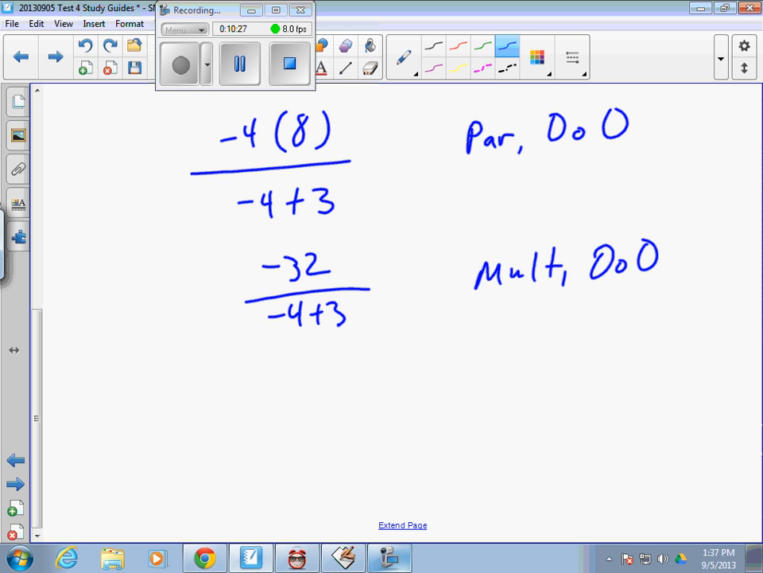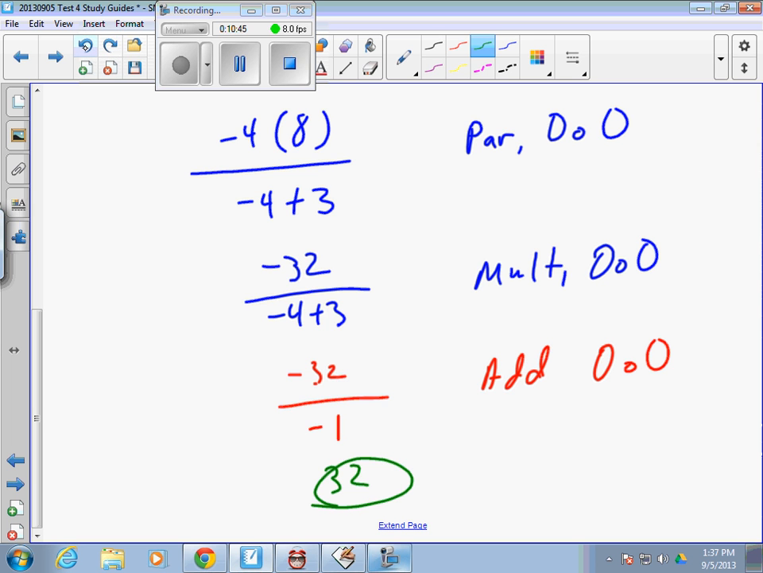Then simplify what's on the bottom. -4 plus 3 is -1. That's just adding because of order of operations. Then it says -32 divided by -1. A negative divided by a negative is a positive 32. That's just positive 32. And that's just dividing because of order of operations.